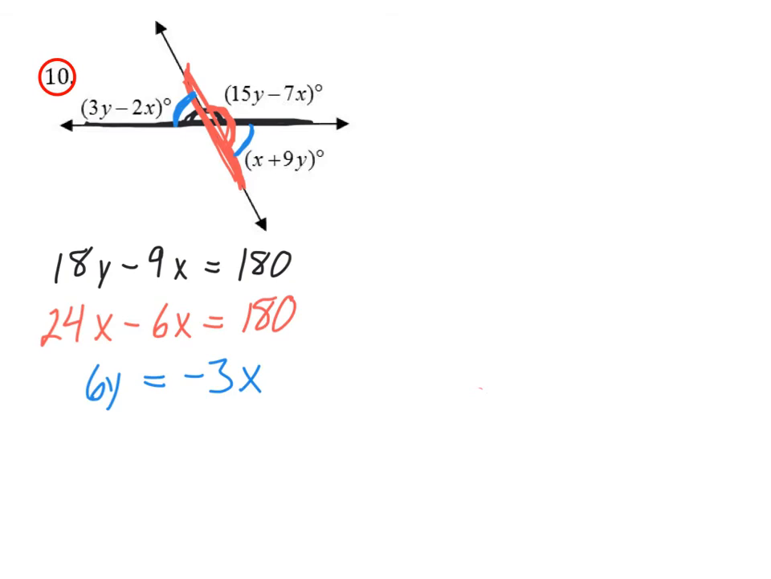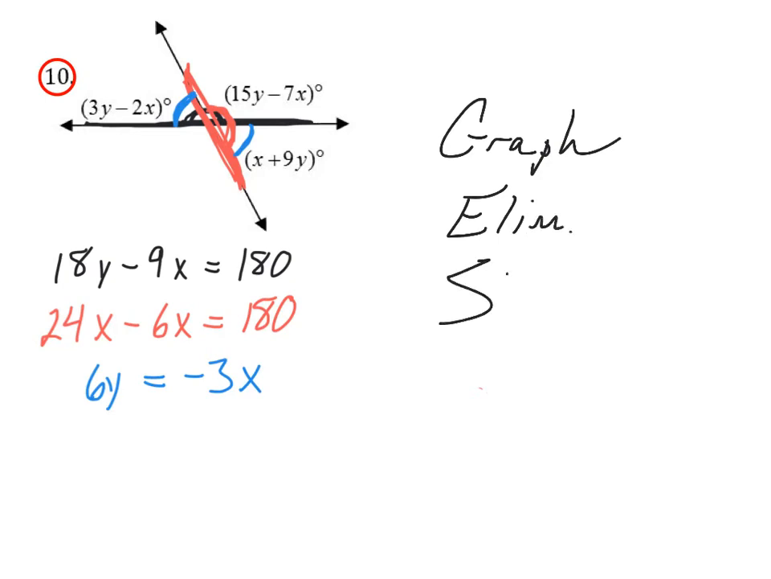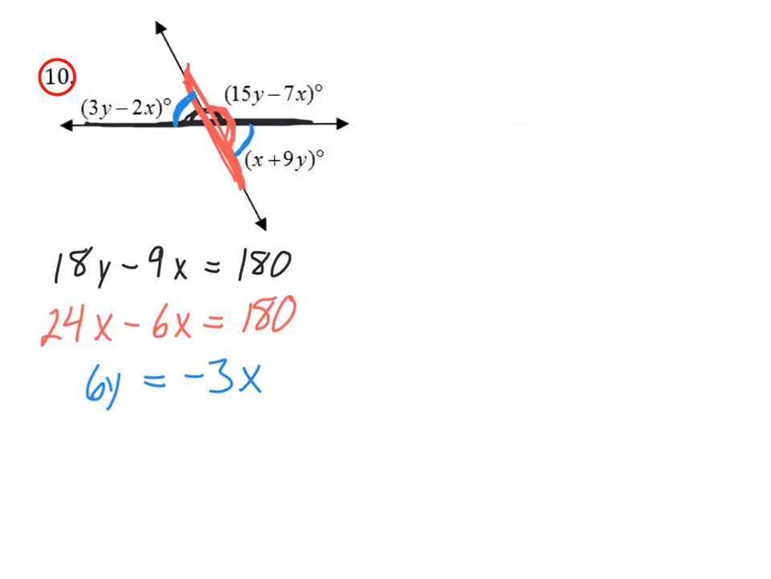Now, if you remember, to solve a system, you have three options. You can graph them, which we'll try to avoid. You can use elimination, or you can use substitution. In this case, elimination or substitution will be easier. And I think I'm going to stick with substitution, and you'll see why in a second. Let's focus on this last equation here. So 6y equals negative 3x.